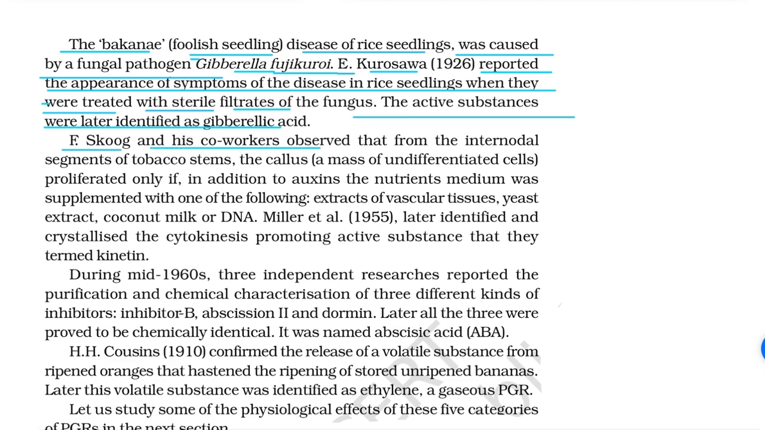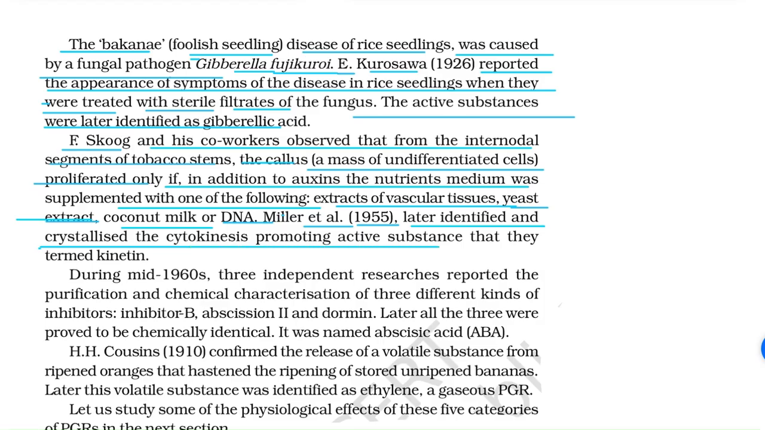F. Skoog and his co-workers observed that from the internodal segments of tobacco stems, a callus, a mass of undifferentiated cells, proliferated. In addition to auxins, the nutrient medium was supplemented with one of the following extracts of vascular tissues: yeast extract, coconut milk, or DNA. Miller et al., 1955, later identified and crystallized the cytokinesis-promoting active substance that they termed kinetin.